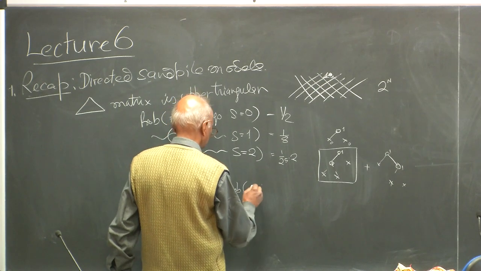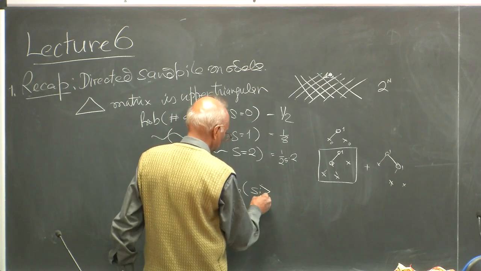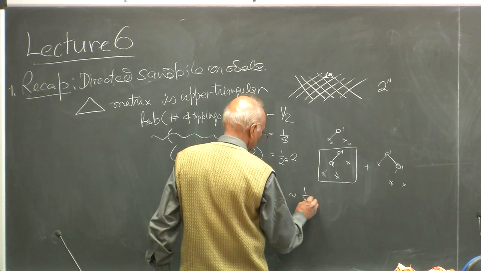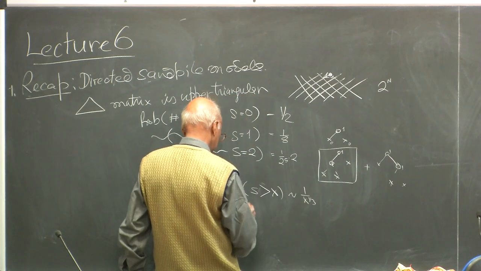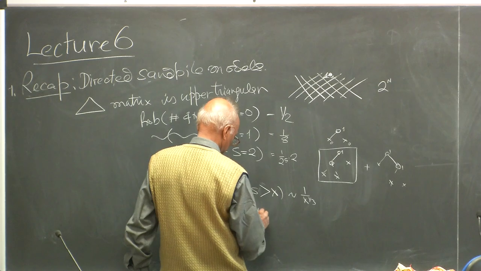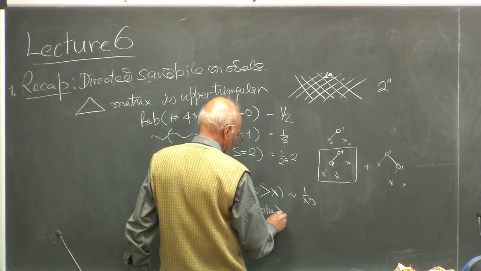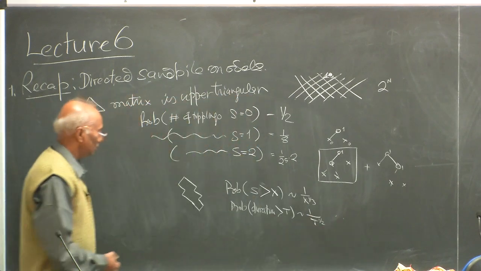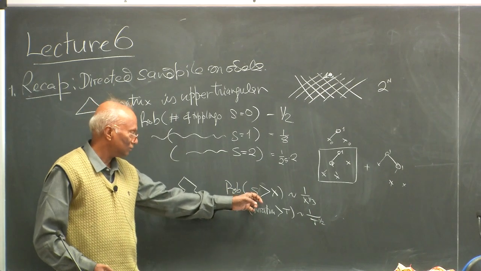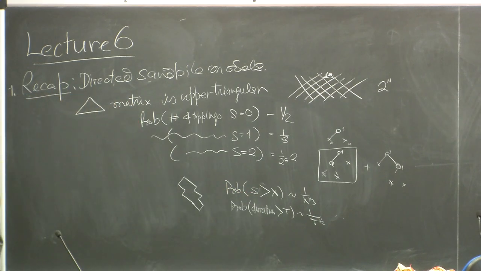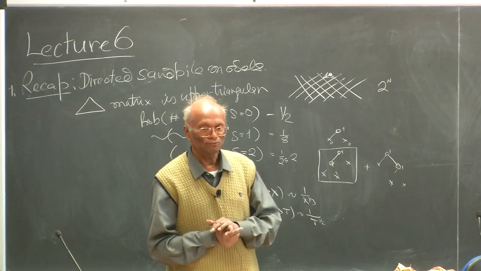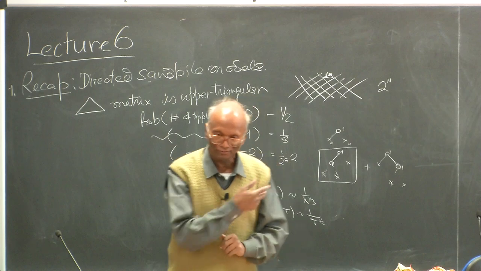that S is bigger than or equal to x goes as 1 upon x to the power 1/3, probability that duration greater than t goes like 1 upon t to the power 1/2. And of course, you can actually get the exact formula for this probability of s for arbitrary s, but that involves some generating functions and hypergeometric functions or some such thing. So I don't want to get into that just now, but the reference is given.